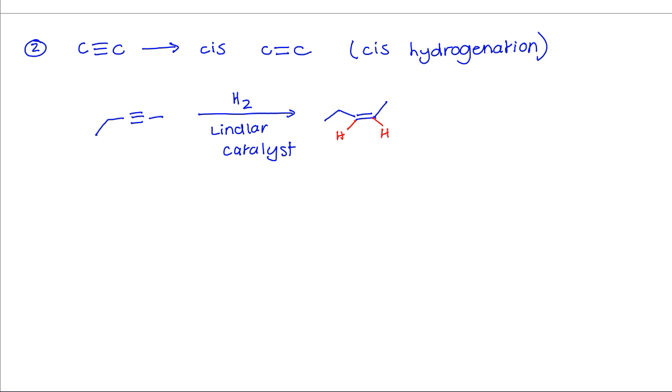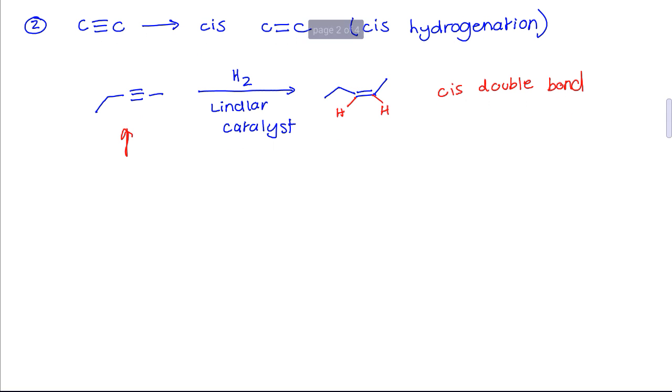So in this transformation, we have an alkyne here. We're going to use hydrogen gas and a new catalyst. So this is called a Lindlar catalyst. But what we get is a cis double bond. Okay. So let's figure out what this catalyst actually is. It's a mix of a few different things together.